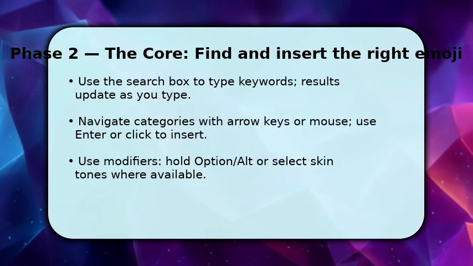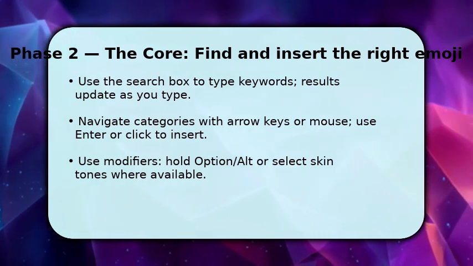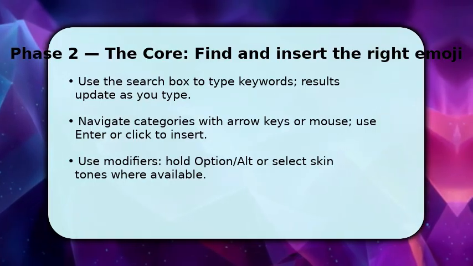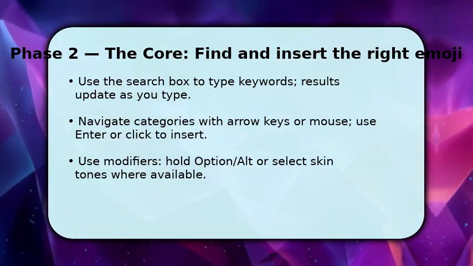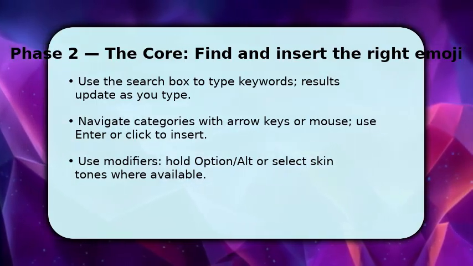Once the picker is open, focus on finding the emoji you want. Type a keyword to filter results quickly, or use arrow keys to move through categories. Click an emoji or press enter to insert it into the text field. This works in most apps and browsers.